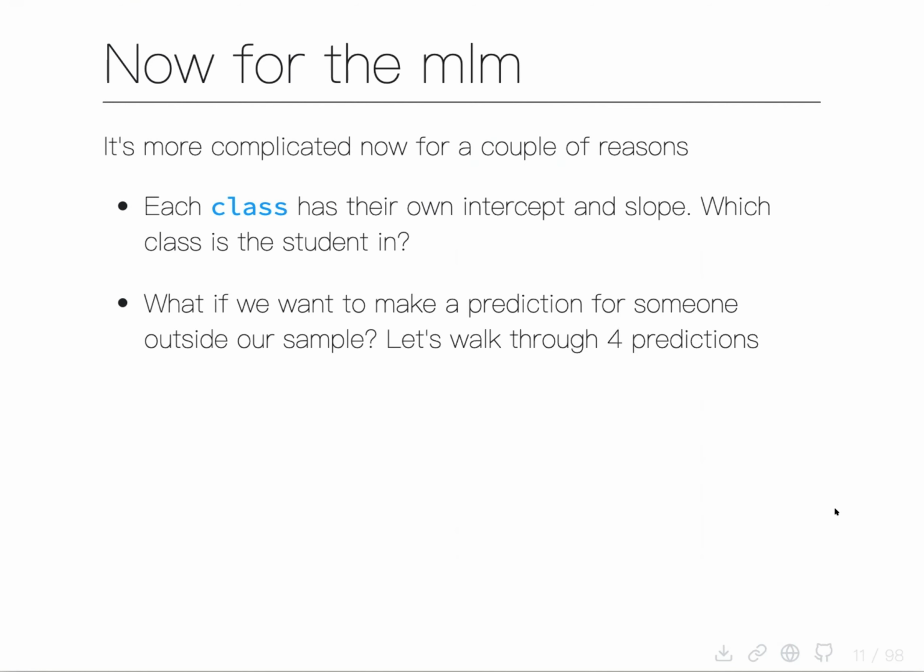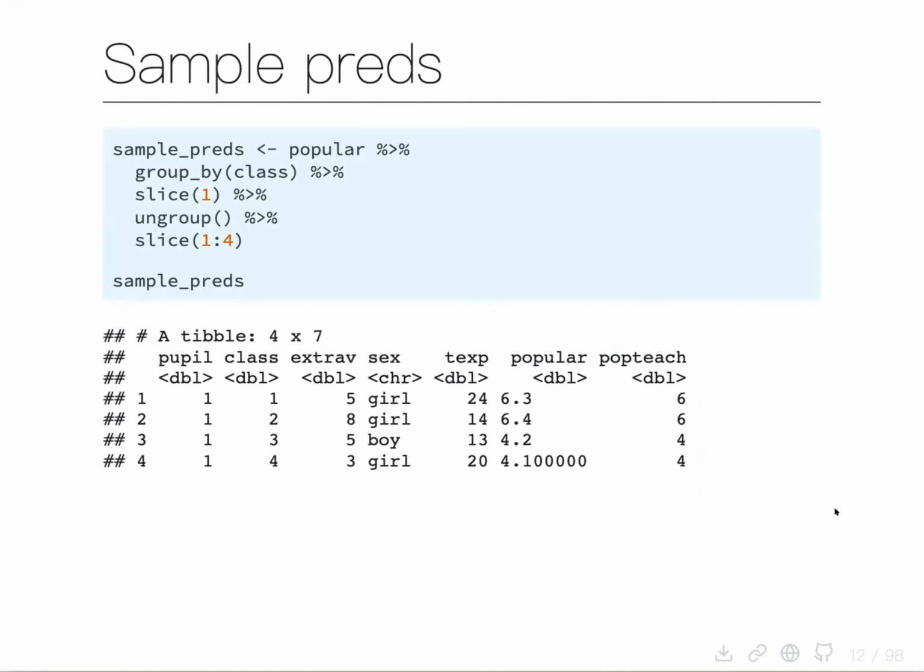Okay, so let's walk through four predictions. What I'm going to do here, and you can copy this code if you'd like, is take popular, group by class, and then slice 1. That means I'm just taking the first row for each class. Then I'm going to ungroup, and slice again to take 1 through 4, so I'm just taking the first 4 rows of that data set. So what you see here is the first student for each of the first 4 classes.